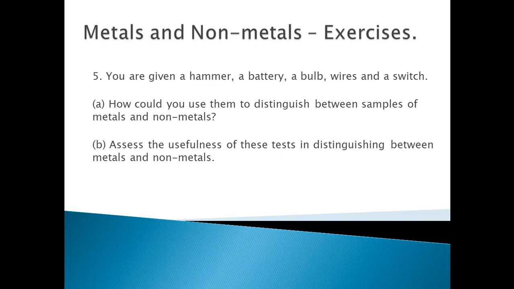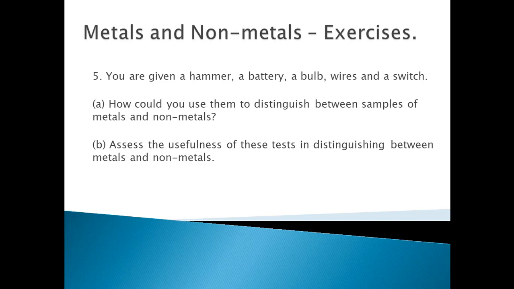Fifth question. You are given a hammer, battery, bulb, wires and switch. How could you use them to distinguish between samples of metals and non-metals? Assess the usefulness of these tests in distinguishing between metals and non-metals. Okay. So here we can divide the tools given here as 2 sets. One is hammer and the second set includes battery, bulb, wires and switch.